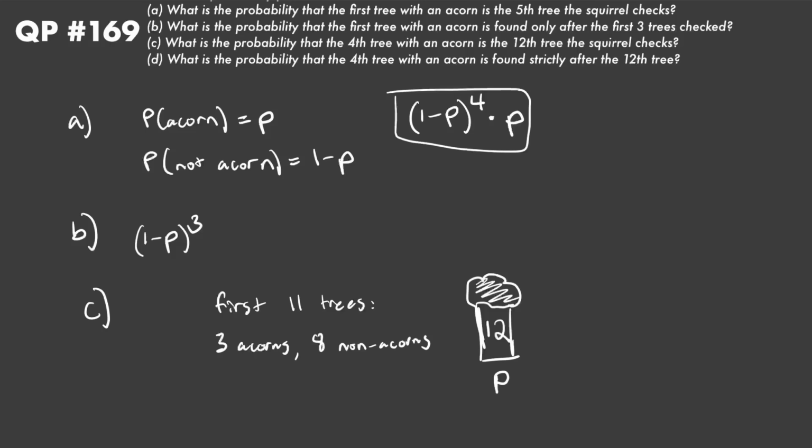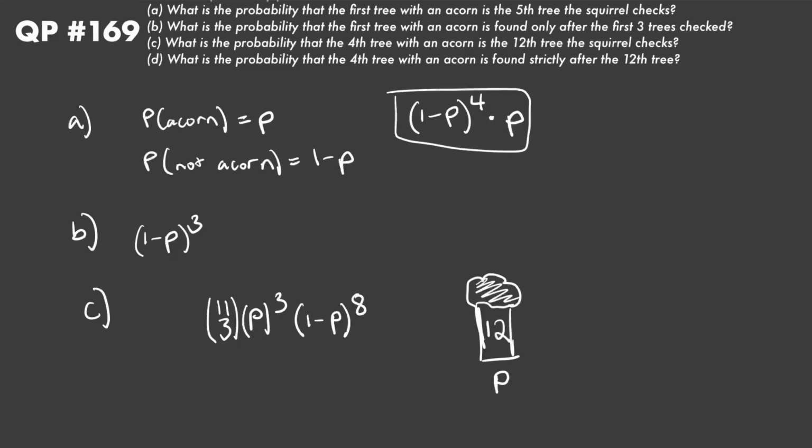It's the binomial distribution, just like we talked about in QP85. So for the binomial here, we have 11 trees. We need to choose 3 of them to have acorns. They have an acorn with probability P, so we raise that to the 3rd power, indicating 3 successes, right? And then we have 1 minus P to the 8th power for the 8 failures. So this is the probability that we have exactly 3 acorns among the first 11 trees, and then we need to multiply that by the probability that we get an acorn in our 12th tree, and that will be the probability that the 4th tree with an acorn is the 12th tree the squirrel checks, right?